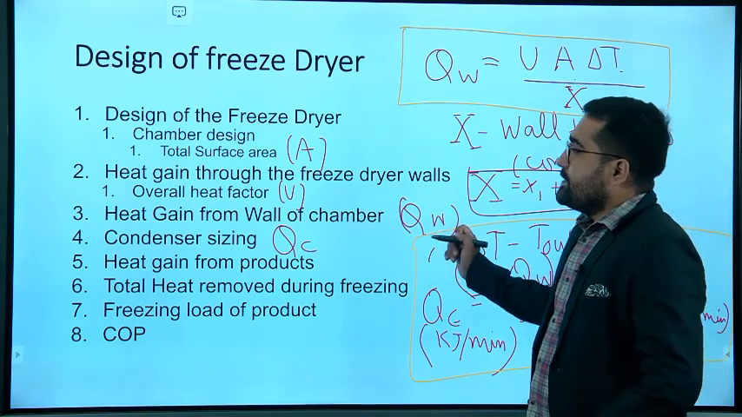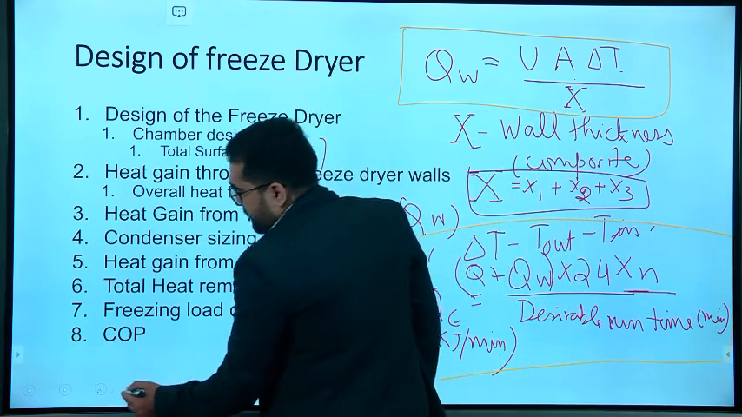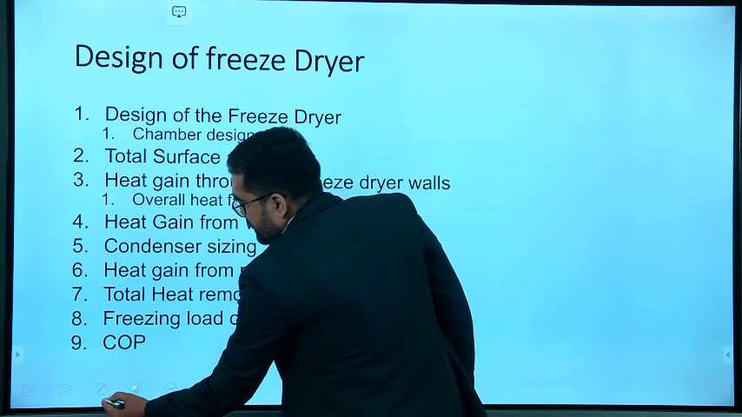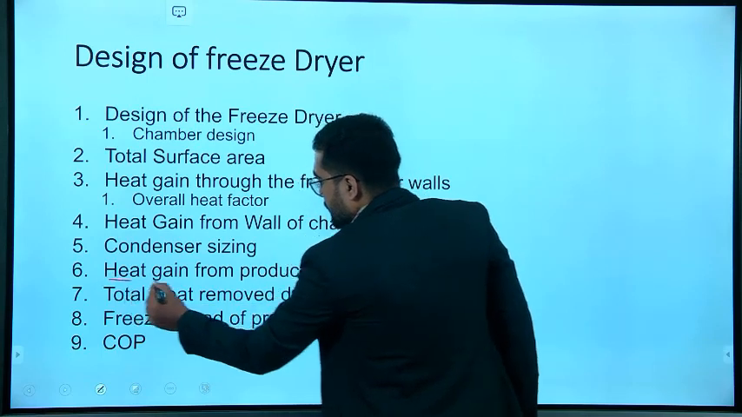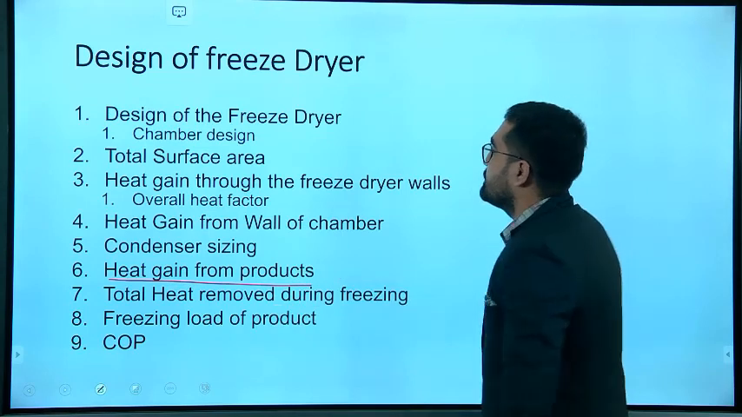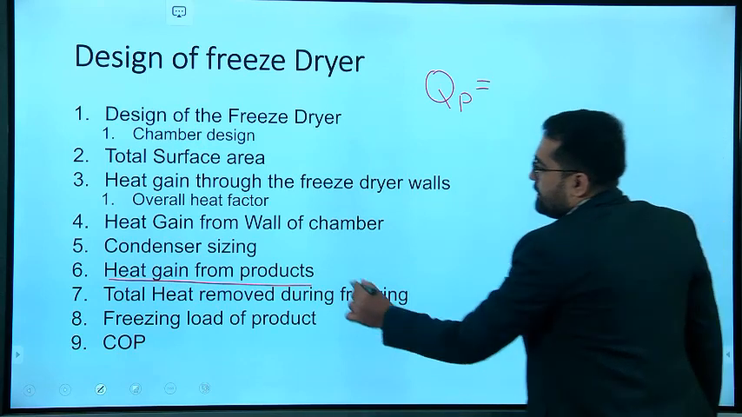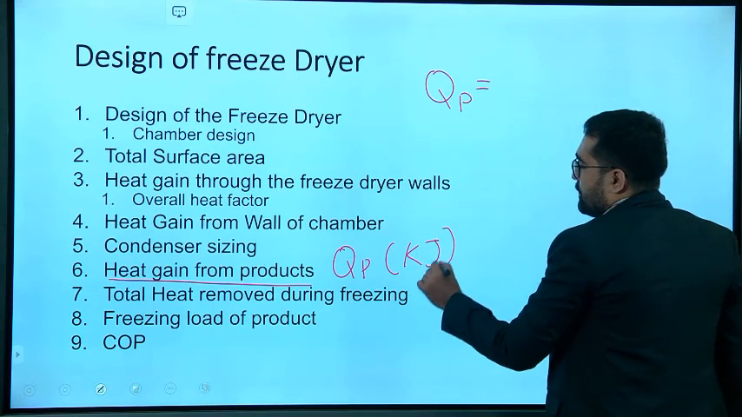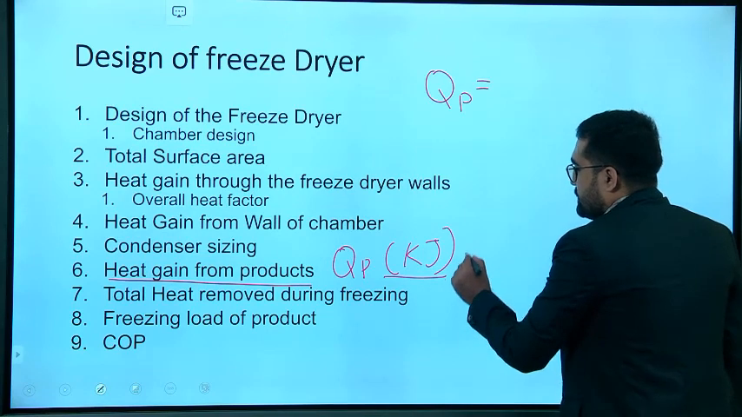After determining the condenser sizing of the freeze dryer, the next step is to determine the heat gain from the produce, how much heat is gained from the produce. That will be taken as QP, the heat gain from the produce, in terms of kilojoule, in a day or per batch. So we will say per batch.